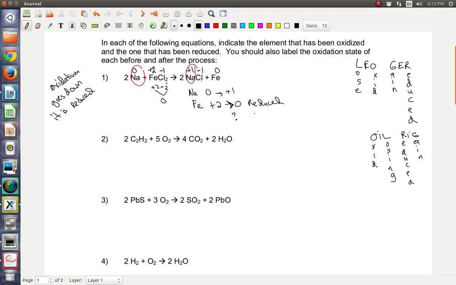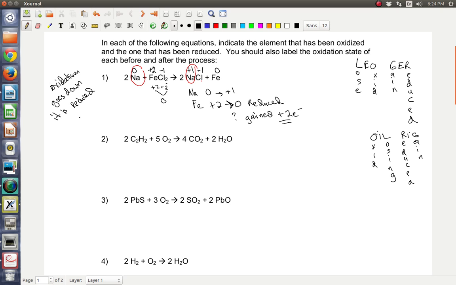How many electrons did it gain? If I have to go from a +2 to a 0 charge, it gained 2 electrons. Now, sodium is oxidized because if it's not reduced, then it's oxidized. And when you're oxidized, you lose electrons. So sodium went from a 0 to a +1.